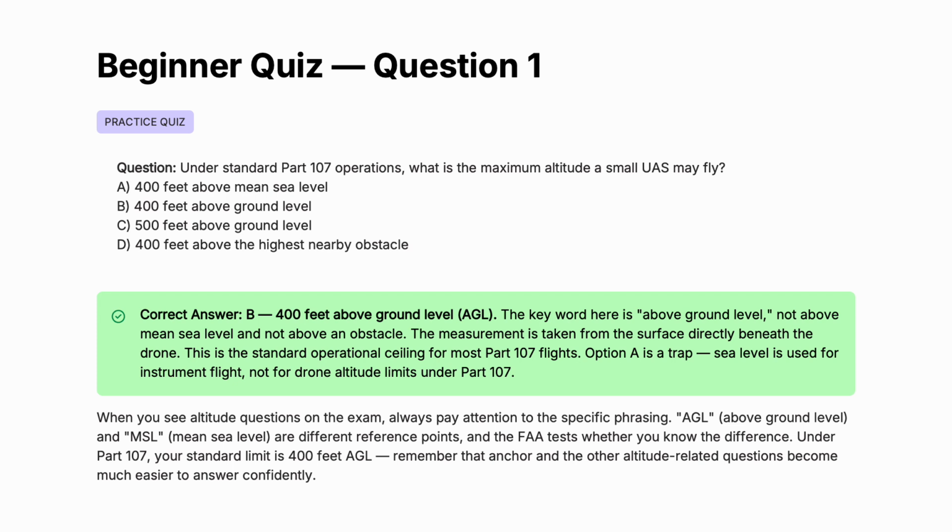Sea level is a reference used for instrument flight, not for drone altitude limits. The lesson here: when you see an altitude question, read closely for above ground level versus mean sea level. They're different reference points, and the FAA loves to test whether you can tell them apart.